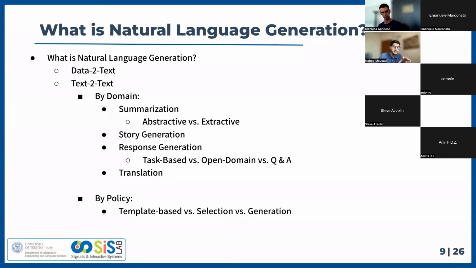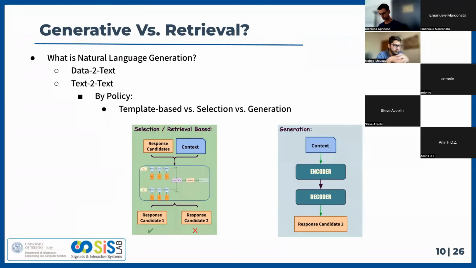Now, all these, we can also look at the possible response generation based on the policy rather than the domain. From the policy point of view, it can be either selection from a pool of candidates or a generation, or probably a template also. Now, I am showing you two possibilities for selection or generation. For the generation, you need to encode and decode a possible response, while for the selection, you would just, based on the context and the pool of response candidates, select the most proper one.